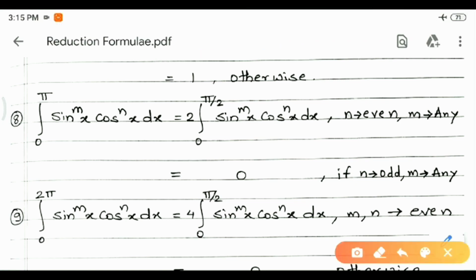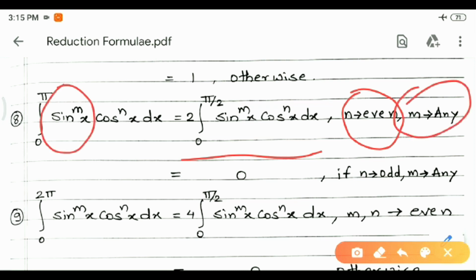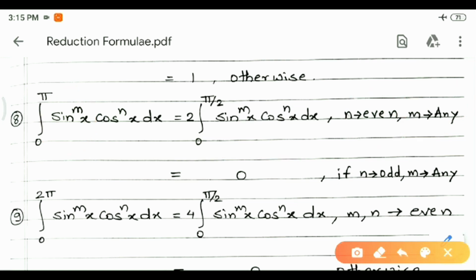Okay, so this will become 2 times integral 0 to pi by 2 of sin raised to m cos raised to n, if your n is even. Because if n is even, then only both parts of cos will come above and it will get added. But m has no problem because m is a power of sine and sine has no problem in 0 to pi. So this is equal to 2 times that if n is even and m is odd. But if n is odd, then you are going to get the answer as 0. Why is it 0? Because if n is odd, half the part of cos will be above and half the part will be below and it will give you the answer as 0.